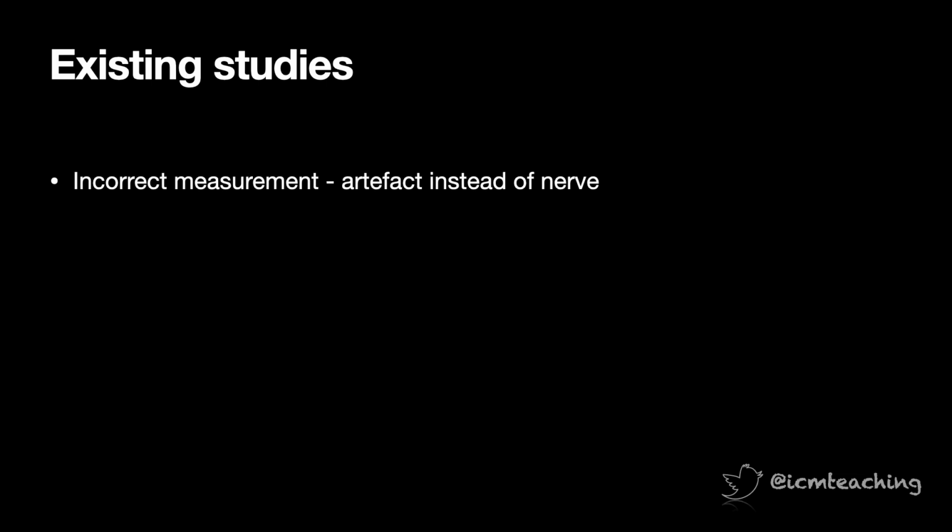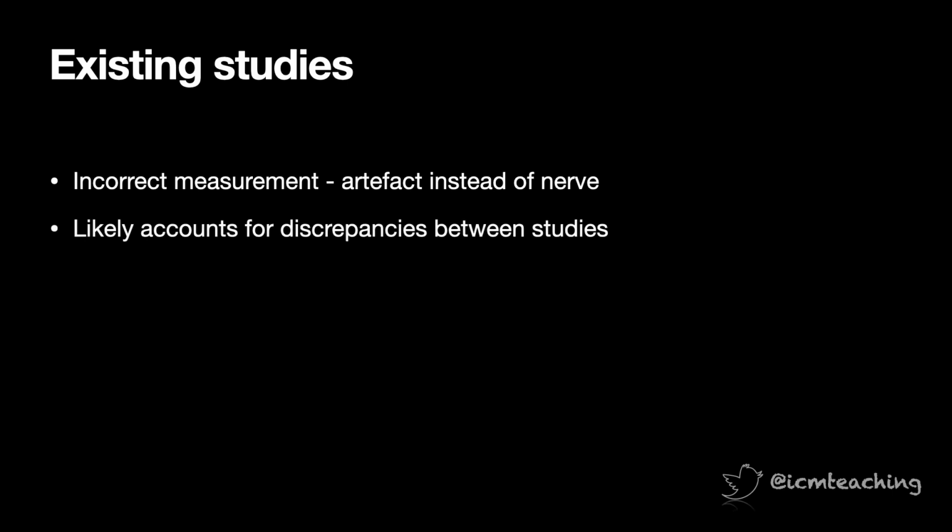We also need to critically evaluate existing studies on measuring the optic nerve with ultrasound. Some of these have incorrectly measured artifacts rather than the actual nerve or sheath. And this may account for discrepancies between studies when comparing the size of the nerve with intracranial pressure. It's worth noting that if the nerve is swollen, the artifact may well increase in size too, and so studies measuring it incorrectly could still have results that have some correlation with intracranial pressure.